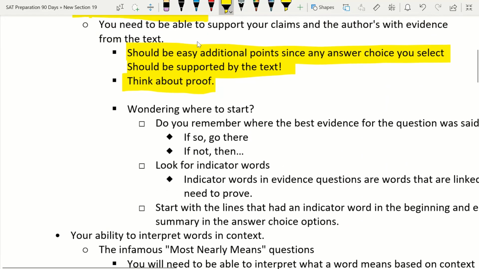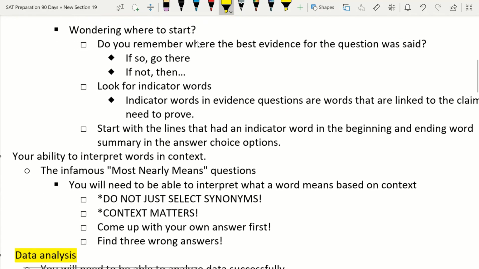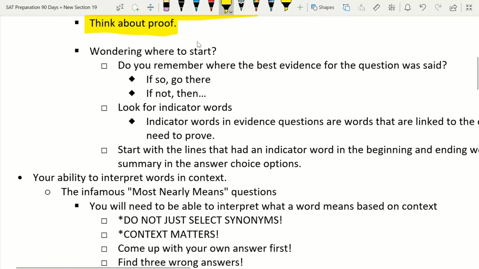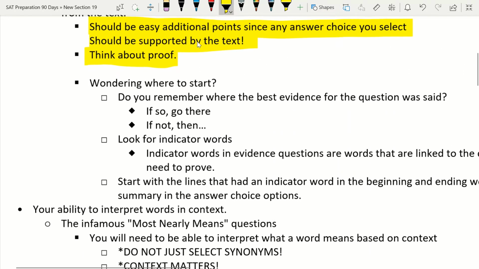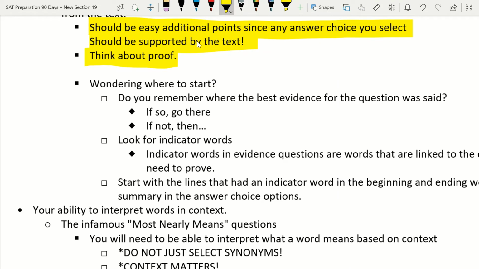So let's say that you get an evidence question and you're wondering where to start, right? So you've got 4 options and it's telling you different lines, right? Which lines should you start at? Well, the first thing you're going to want to do is remember where the best evidence for that question was. So if you already have an idea in your mind of where your evidence is, which you should, since you probably just answered a question, you should know where your evidence is, or at least you should know what the evidence is. You may not know where it is yet, but you should know what the evidence is. If you know where the evidence is, right, you know what the quote was and where it's found in the passage, you're going to go there immediately. Go there immediately.